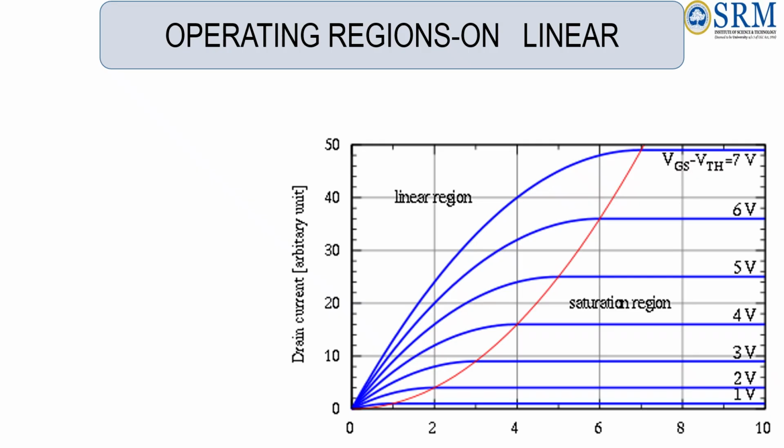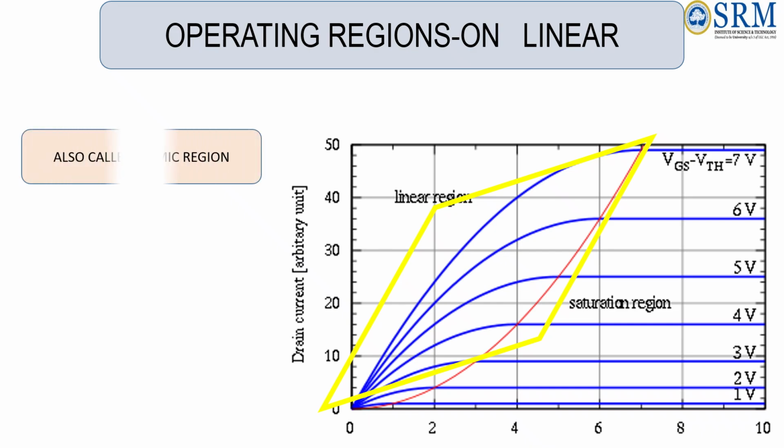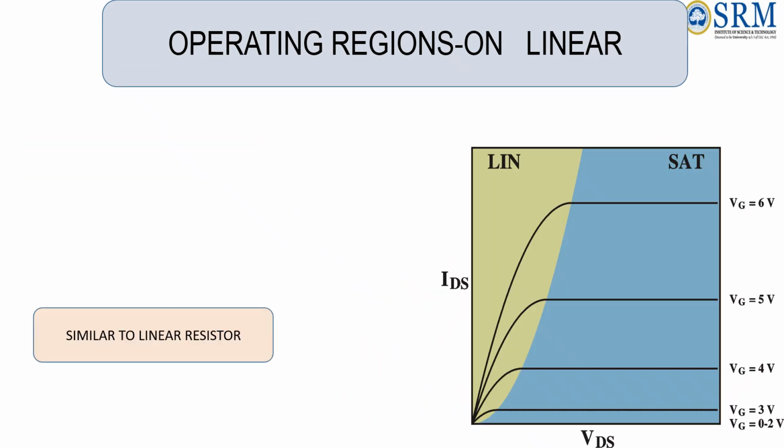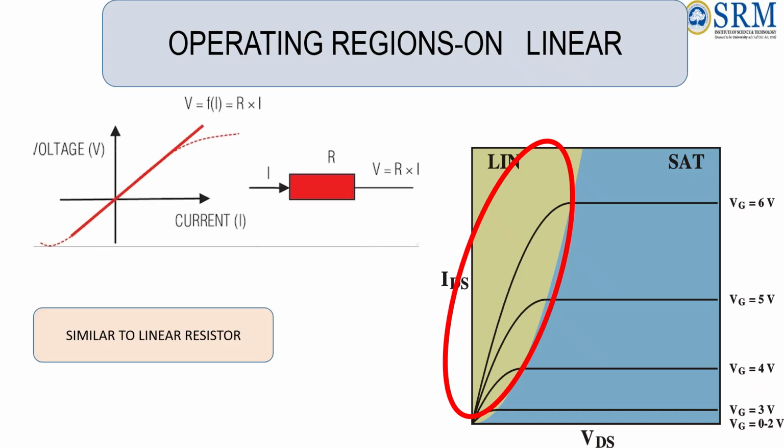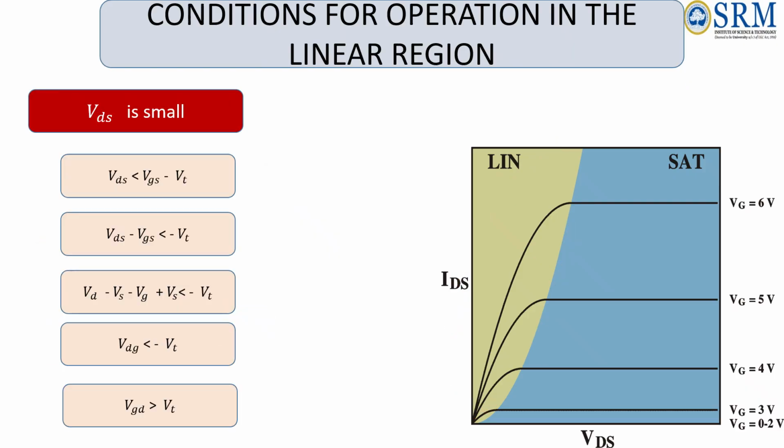When a MOSFET operates in this region, it is called the linear region. It's because the current has a linear increase with VDS. This is also called the ohmic region. The reason is the voltage VDS changes with IDS in the same way as the voltage across a resistor would change with current. So we call it as the ohmic region.